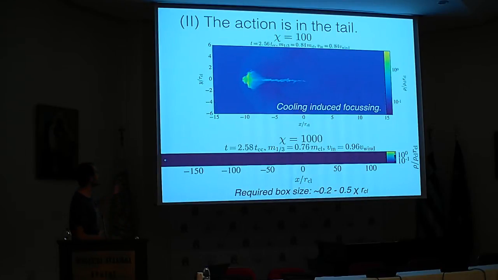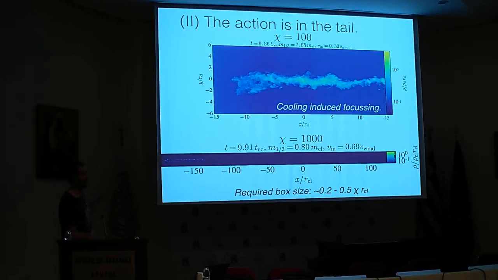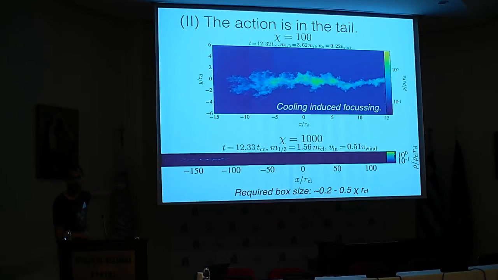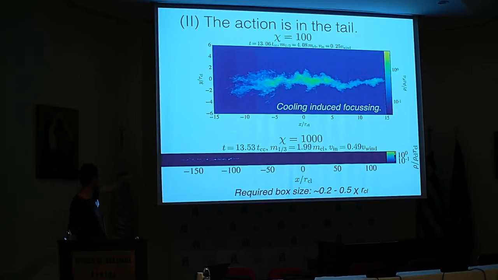The reason is that you really have to capture the tail. A lot of people ran smaller simulations. Although we are in this moving reference frame simulation, it's important that you have a long enough box, and this box has to be pretty long, especially for higher overdensities. In the lower movie, I show you an overdensity of 1,000, and you see that this tail gets really, really long. So we find that the required box size is some fraction of the overdensity.